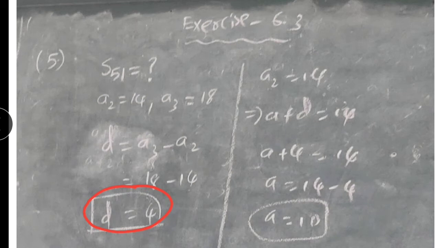Substitute this common difference 4 in either a2 or a3. I am substituting in a2. a2 equals 14. The a2 formula is a plus d as per the general form. Substitute d value 4, so the a value is 10. So finally we got the a value and d value. Using them we can find S51.